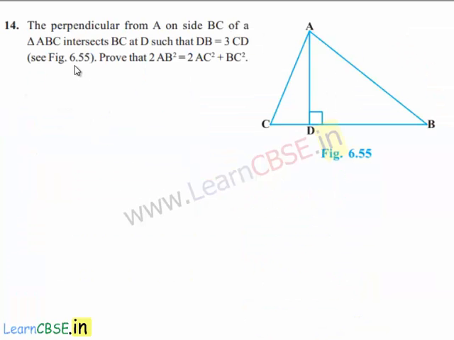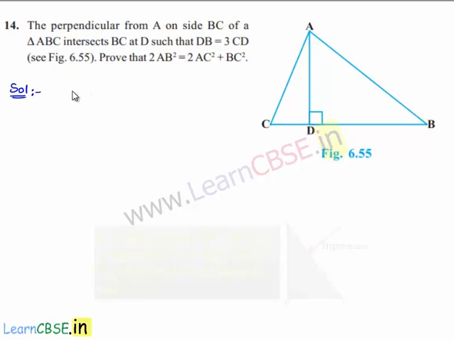Moving on to the 14th question. The perpendicular from A on side BC of a triangle ABC intersects BC at D such that DB is equal to 3 times CD. Prove that 2 times AB square is equal to 2AC square plus BC square. Now moving on to the solution.